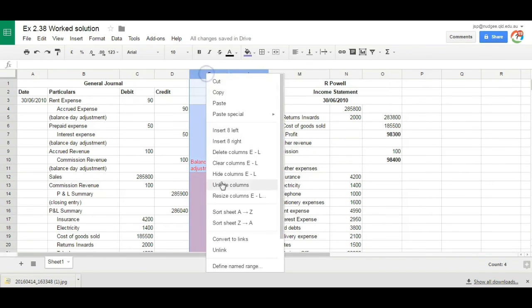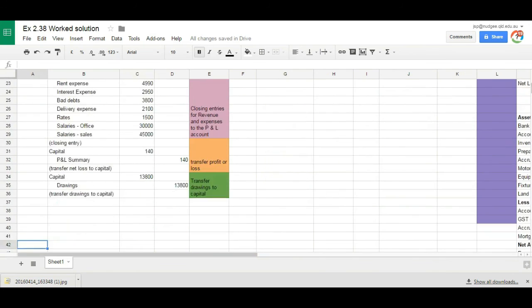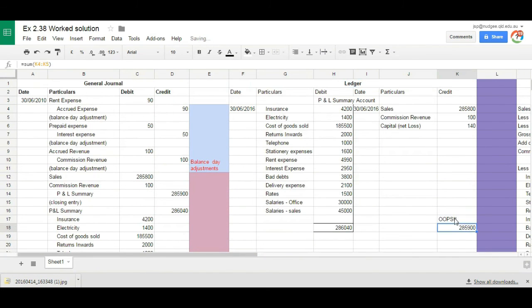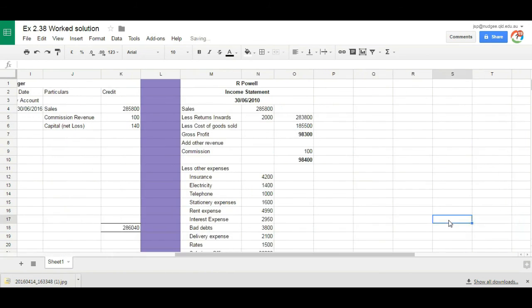Now, just going back through this, there's our general journal, there's our ledger. Now, this is where I spot my mistake. Okay, fix that up.